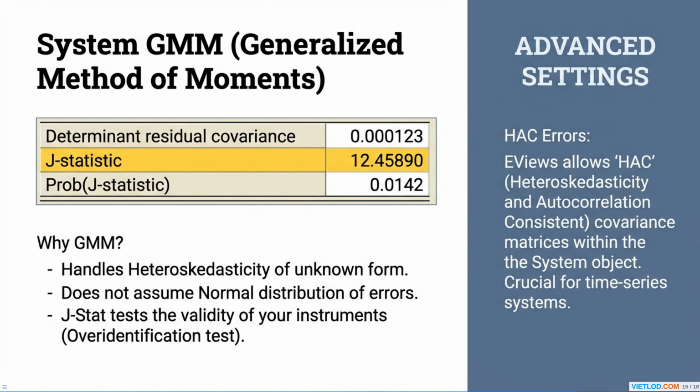However, 3SLS comes with a significant trade-off. It is powerful, but fragile. If even one equation is misspecified, it can contaminate the estimates of all other equations in the system, even the correctly specified ones.